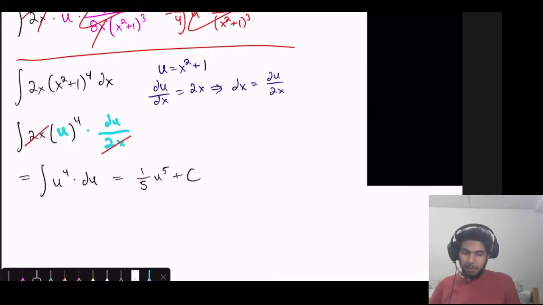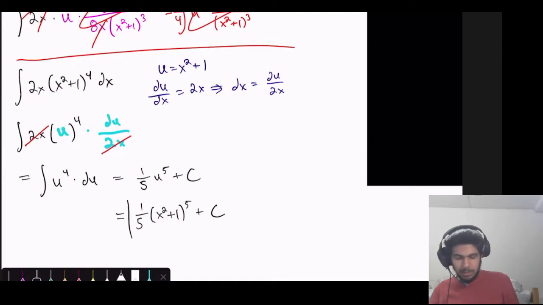But remember, our problem was in terms of x. We solved it in terms of u, so we have to make it in terms of x. And all we need to do is, we see a u here. We let u equal x squared plus 1. So we're going to take this, plug it back into here, and we should get 1/5 x squared plus 1 to the 5th plus c. And sure enough, that is our answer.